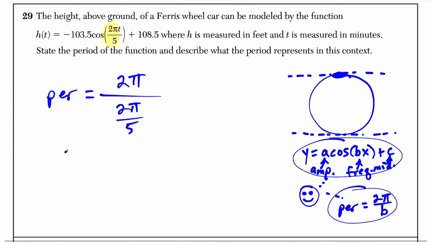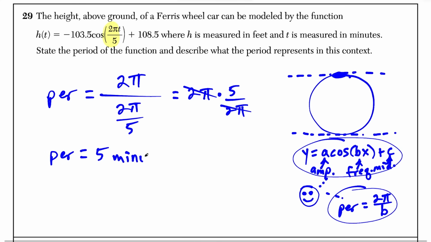And now I'm going to use keep change flip. This is 2 pi, and then times, I flip the denominator to 5 over 2 pi. And notice that 2 pi over 2 pi just cancel out. So the period here is equal to 5, and the units for t are minutes. So the period is 5 minutes. So now what does this mean in the context of the situation? It takes 5 minutes for the Ferris wheel car to make one full rotation.